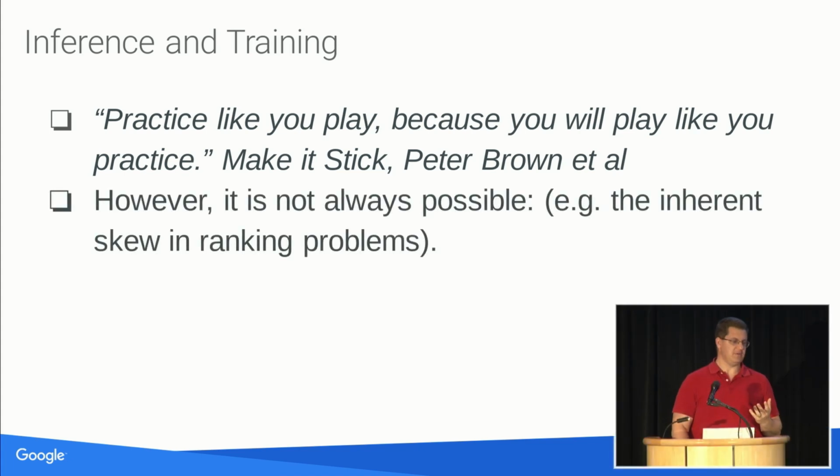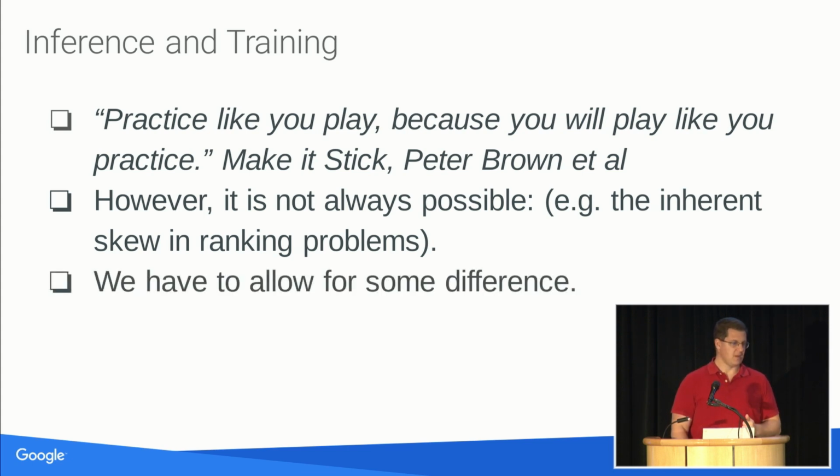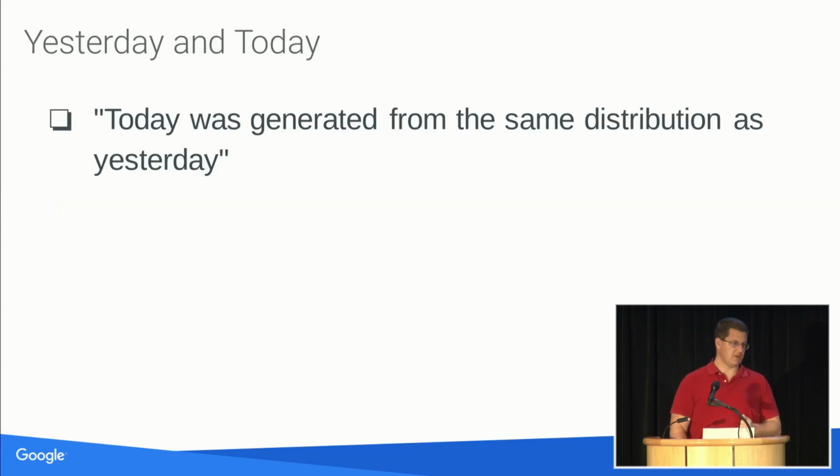However, it's not always possible. So for instance, there's an inherent skew in ranking problems where you just can't get the label of all the examples that you need to perform inference on. So we have to allow for some difference. Moreover, if you think about yesterday and today, one natural thing to do would be to say, today was generated from the same distribution as yesterday. And if you have maybe 100 examples coming a day, you might be able to make that assumption and not be able to invalidate the null hypothesis.